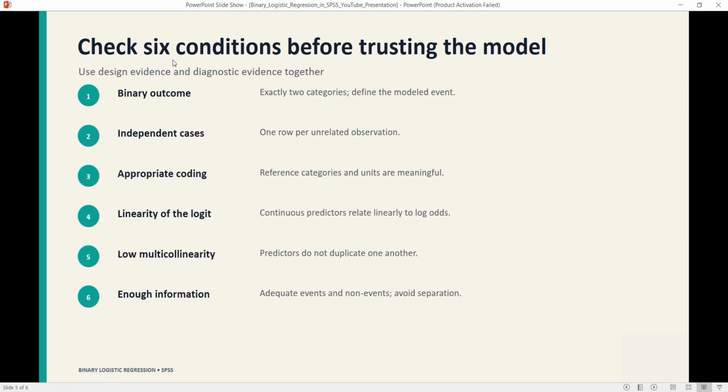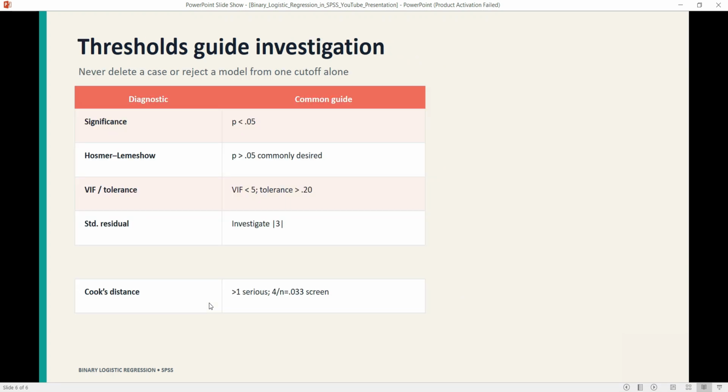So there are also 6 conditions to check before trusting the logistic regression model. First of all, the binary outcome, meaning the dependent variable should have 2 categories. Then independent cases, appropriate coding, linearity of the logit, low multicollinearity, and enough information.